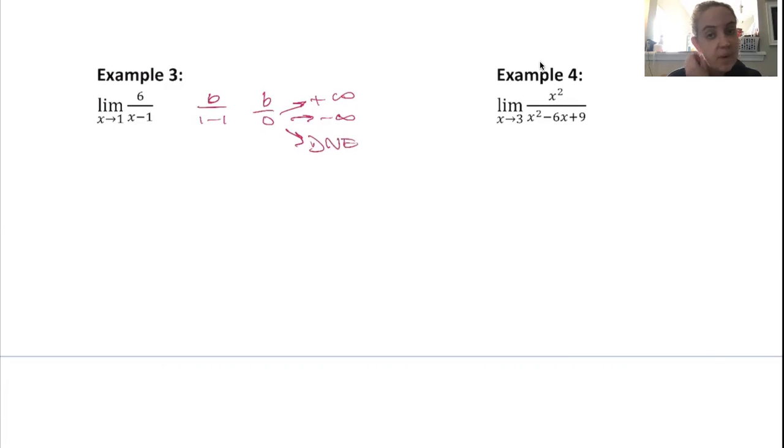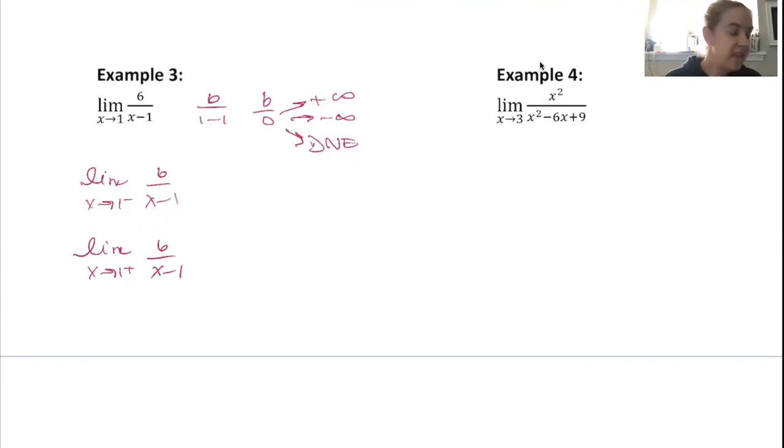So I have to take this problem and break it into a left and a right-hand limit problem. So I'm going to look at the limit as x approaches 1 from the left of 6 over x minus 1, and the limit as x approaches 1 from the right of 6 over x minus 1. Now, in our notes, we said we want to choose a number that's very, very close, like within a tenth. So you have to think to yourself, what's to the left of 1? Students tell me 0 is to the left of 1. That's true. You want to think even smaller. So I'm going to think 0.9.